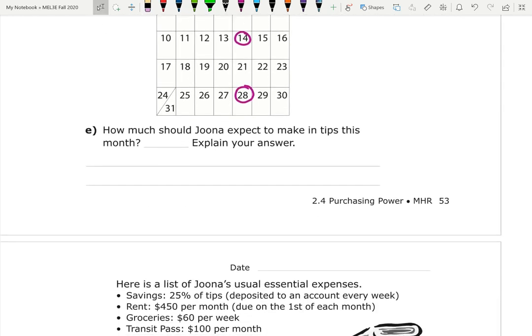How much should Juna expect to make in tips this month? Okay, well, if we know that she gets paid $300 a week, we're going to multiply 300 by 4 to determine how much money in a month she earns in tips.